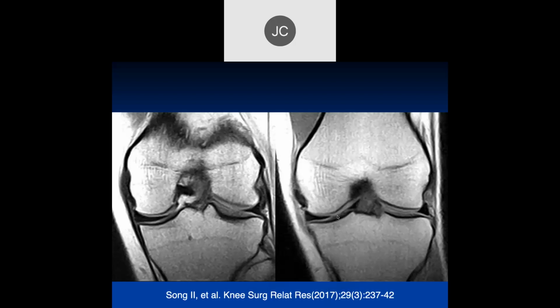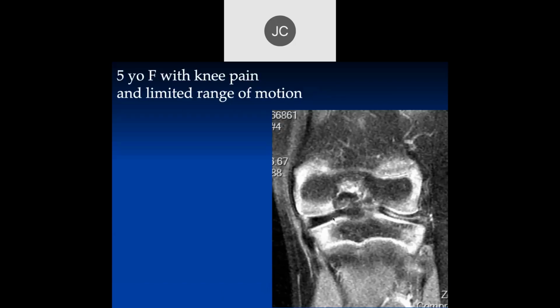So as John was just talking about, this is a discoid variant medial meniscus. Doesn't go all the way across, so I just like to call these discoid variants medial meniscus. And as John said, these are uncommon, but they do occur. Okay.